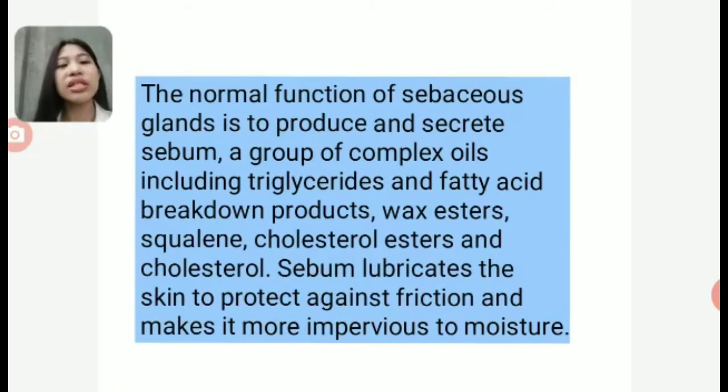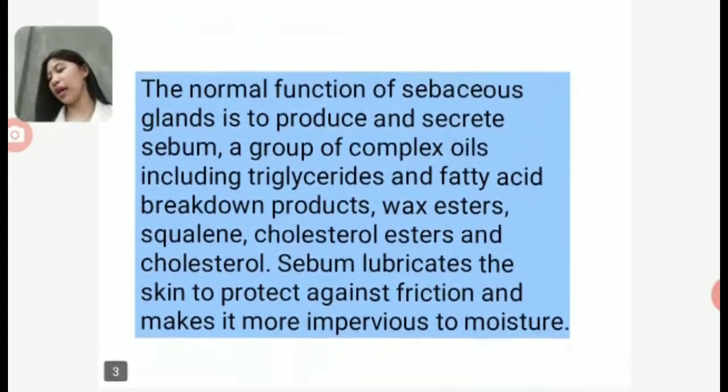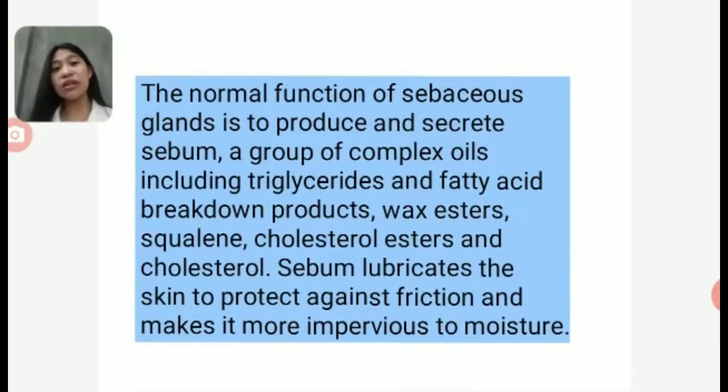Sebum lubricates the skin to protect against friction and makes it more impervious to moisture. So, ang function pala ng sebaceous gland, ito yung nagpo-produce ng sebum. Sabi ko nga kanina, yung sebum daw, ito daw yung nagpo-produce ng oil para maitago ang mga hair follicle natin or para maitago yung mga wax or mga langis na madudulas. And yung sebum daw yung nagpapadulas or gumagawa ng langis.